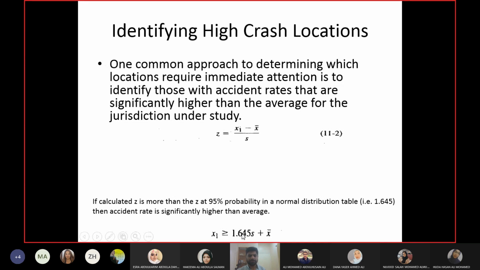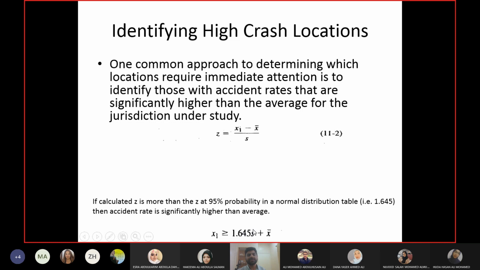I put the value of Z, you can see it, 1.645. This is the Z value when the probability is 95%. S is the standard deviation of all the sites and X bar is the average crash rate of all the sites. So from your data, calculate this number, the number which you see on the right hand side. Then compare this number with the crash rates of all the sites.